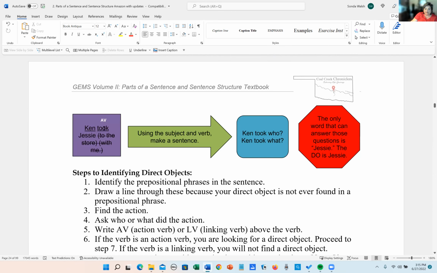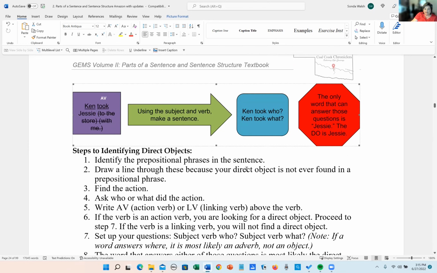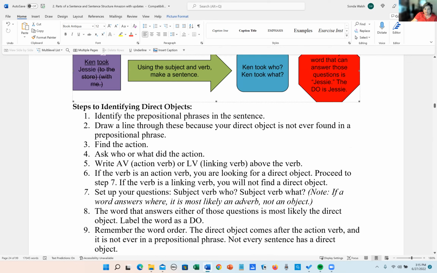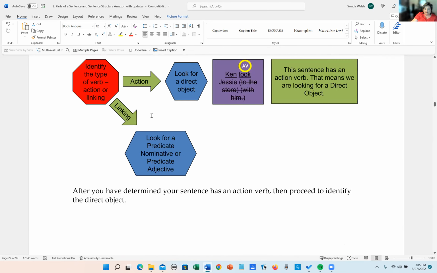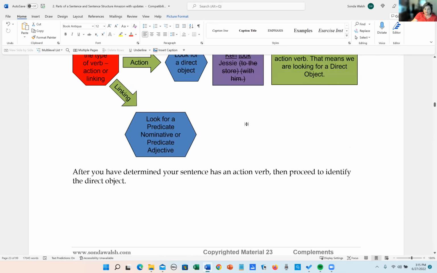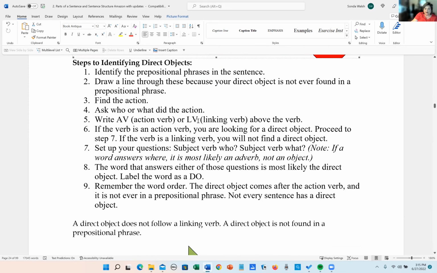So here we have Ken took Jesse to the store with, it should be him, and that's a picture, so I can't fix it. All right, so you make a sentence with your subject and verb. Ken took who? Ken took what? Well, the only word that can answer that is the word Jesse. Ken took Jesse. Jesse is the direct object. So here we have all of the steps written out. It's the same steps that are in this flow chart. So we're going to practice these.